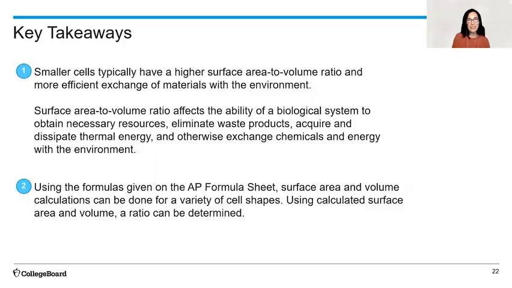Some key takeaways from this lesson are that smaller cells typically have a higher surface area to volume ratio and are more efficient at exchanging materials with the environment. The surface area to volume ratio can affect the ability of a cell or organism to obtain necessary nutrients, eliminate waste, and acquire and dissipate thermal energy. We also practiced using formulas that can be found on the AP formula sheet for surface area and volume of a cube, and then we used that calculated surface area and volume to determine the ratio.